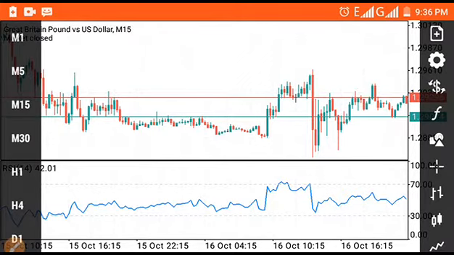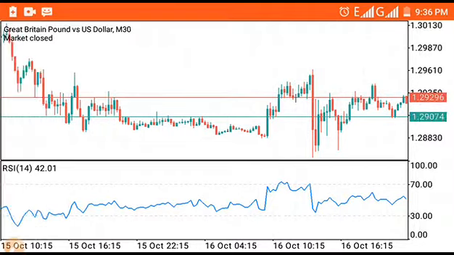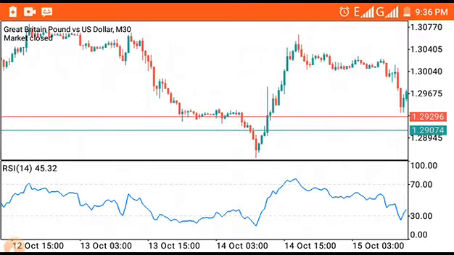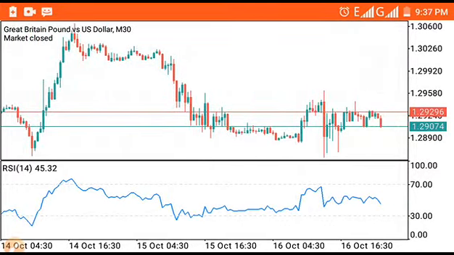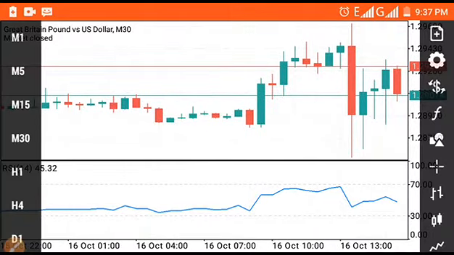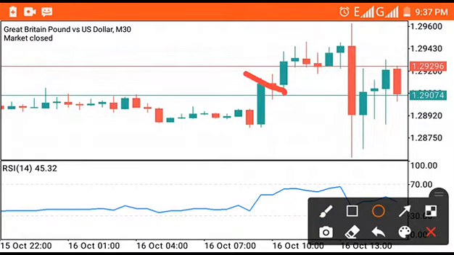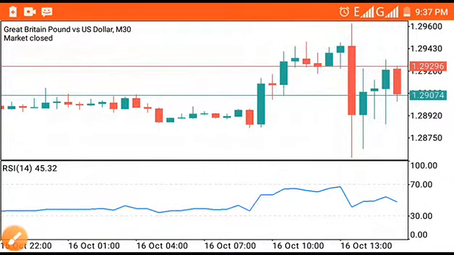Let's see what the 30-minute time frame has for us. The 30-minute time frame. Now, let's see. In order for you not to confuse yourself, this is what we're looking at. Here, sorry about that. Here and here. Okay.